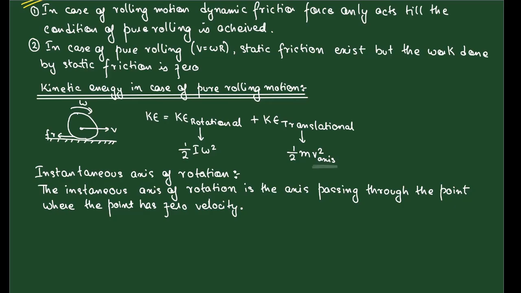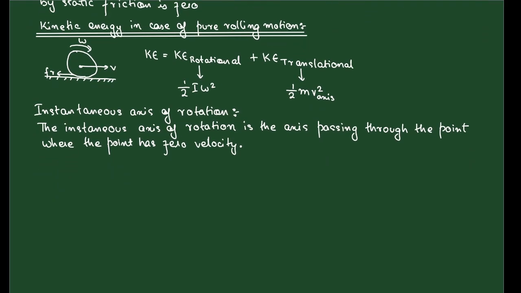Okay, so let me demonstrate it by an example. Suppose there is a disk of mass m moving with velocity v. This is a case of pure rolling motion.